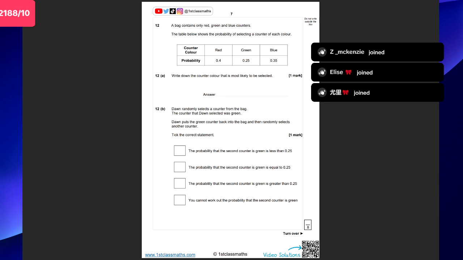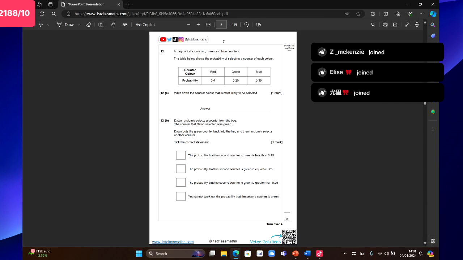Okay, next question. You're looking at some probability questions now. A bag contains only red, green, and blue counters. The table below shows the probability of selecting a counter from each color. Write down the color counter that is most likely to be selected, or that has the highest probability. So that'll be red. So the answer to the first part is going to be red.